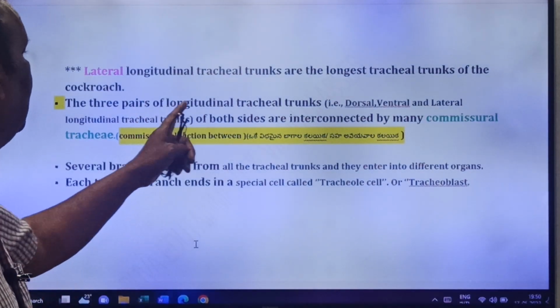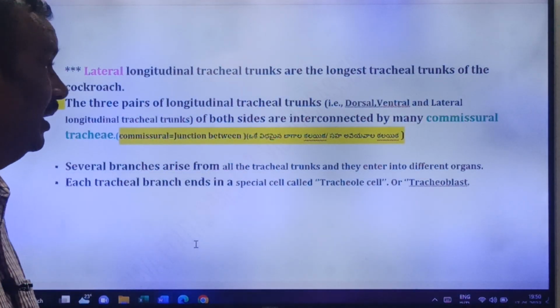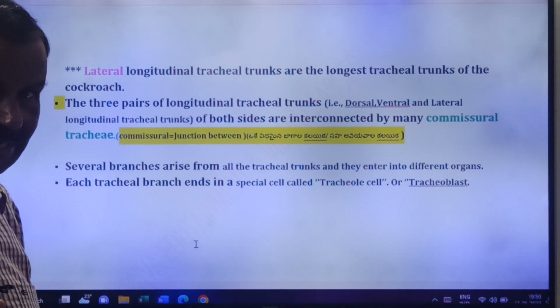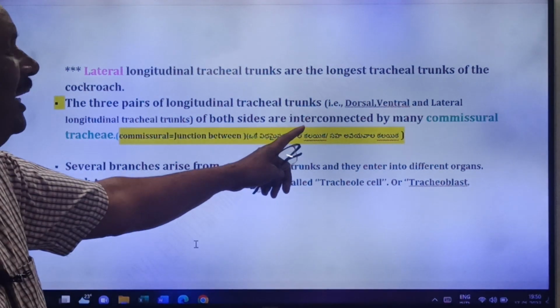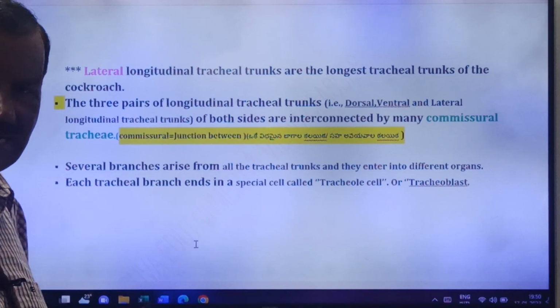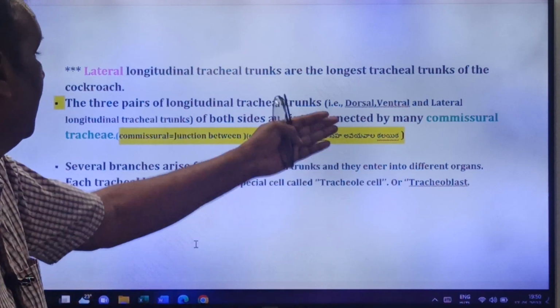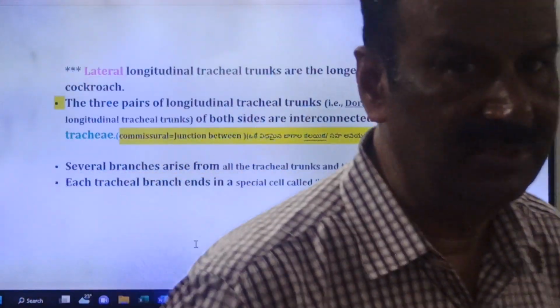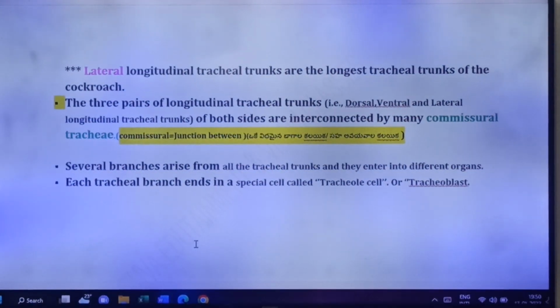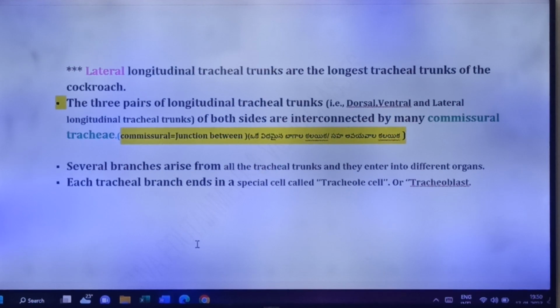Now see, friends, these 3 pairs of longitudinal tracheal trunks, what are they? Dorsal, ventral, and lateral. Of both sides are connected. What does both sides mean, friends? Right side and left side. Connected by whom? By the commissural tracheae. Dorsal longitudinal tracheal trunk of the right and left side, ventral longitudinal tracheal trunks of the right and left side, and lateral longitudinal tracheal trunks of the right and left side are interconnected by whom, friends? By commissural tracheae.